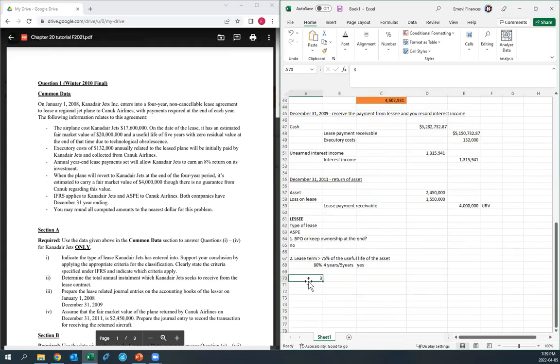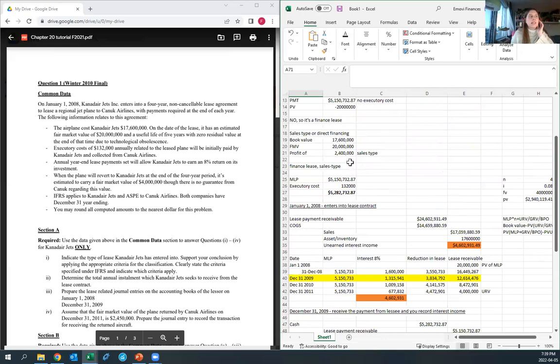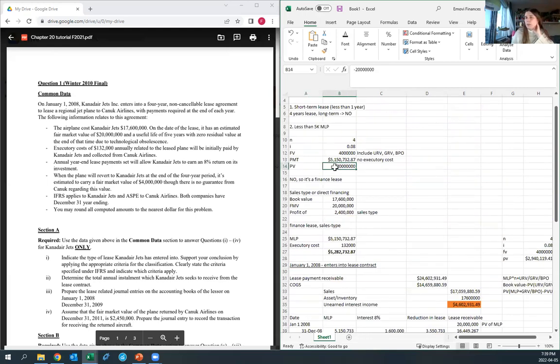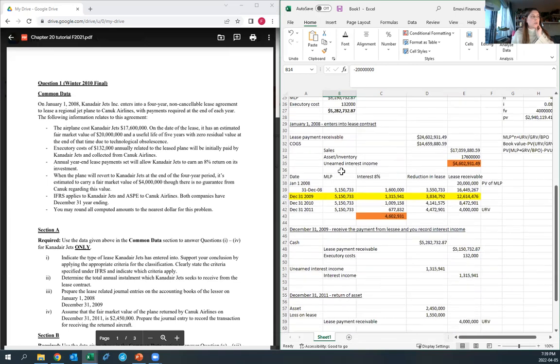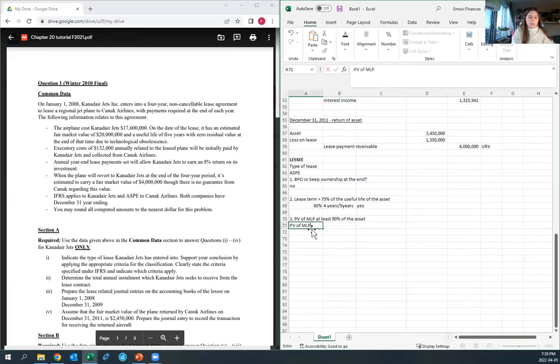Okay. So for the third one, it was, is the present value of the MLP at least 90% of the asset. So here, because we found the minimum lease payment using the present value of the minimum lease payment, we already had the value of the minimum lease payment. It was 20 million. So the PV of the MLP is 20 million. And the FMV of the asset is also 20 million. So it's 100%. So yes. So these two criteria are fulfilled.